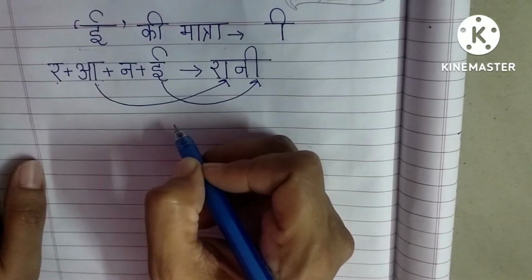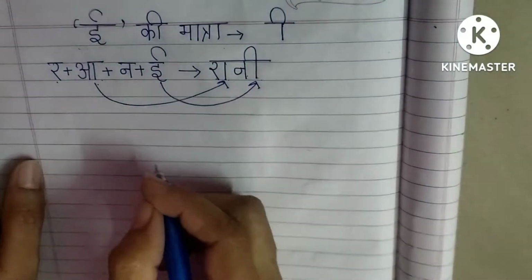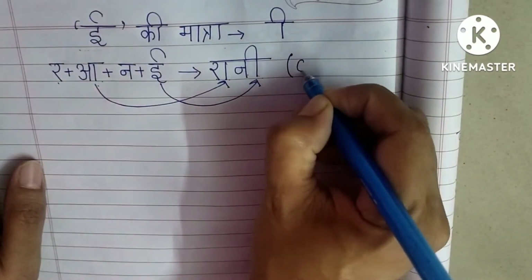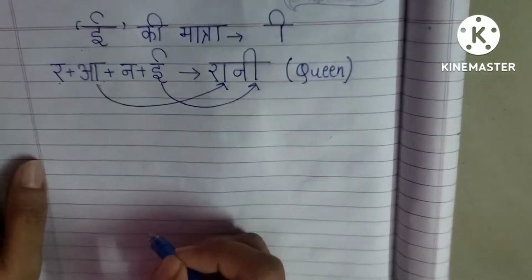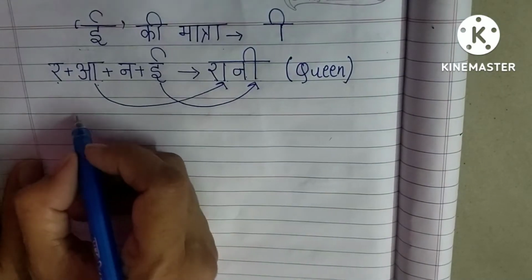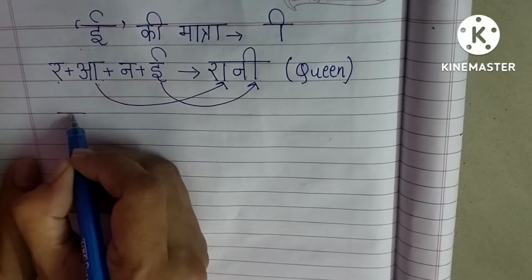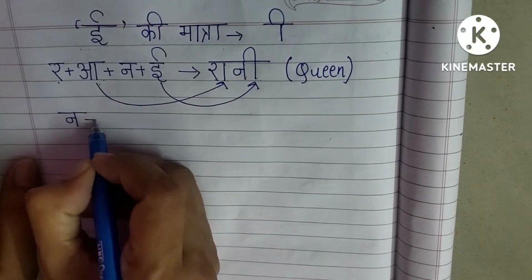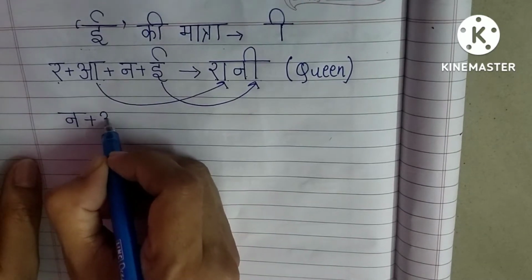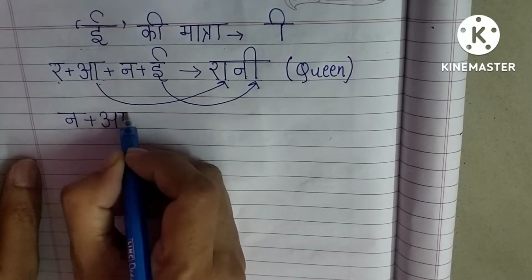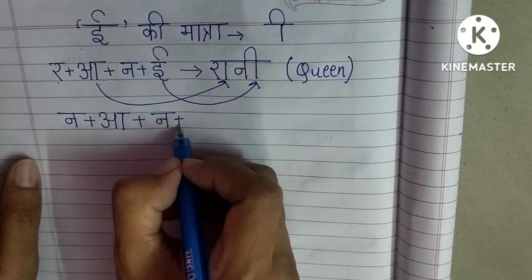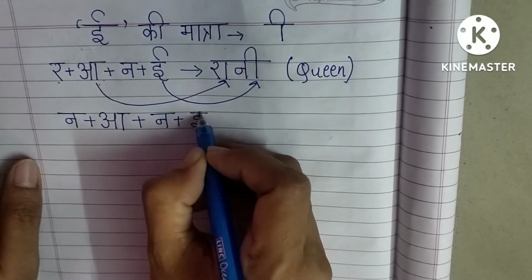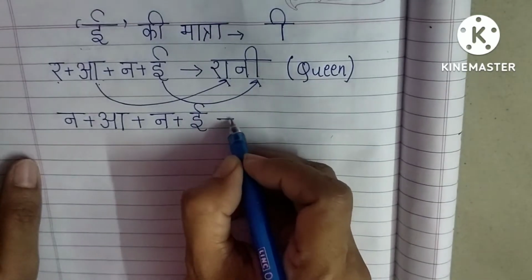Rani. Now Rani means what? Rani means queen. Now another word we can write is Nani. How to write Nani? Na. Then which sound is there? Na, A, na. Then na, E. Nani. Now write this word.